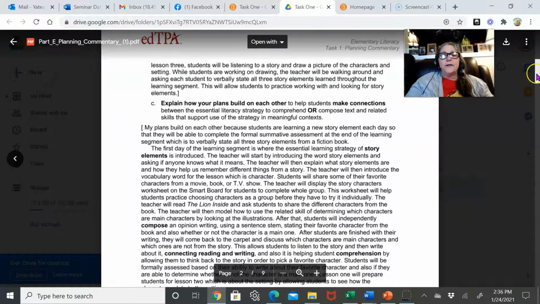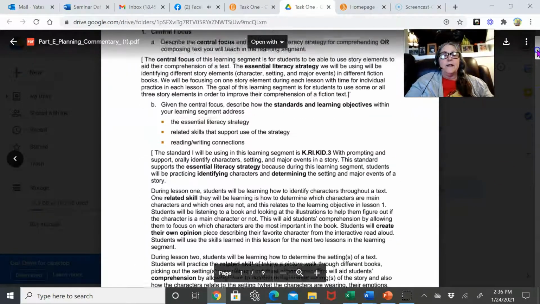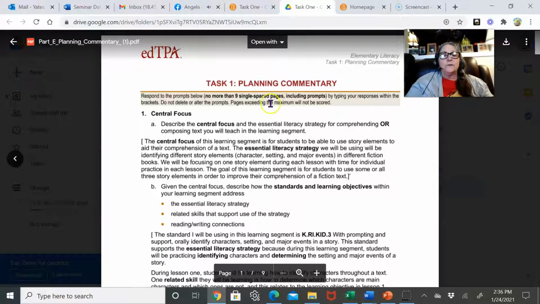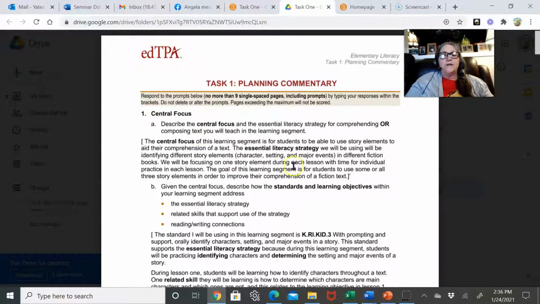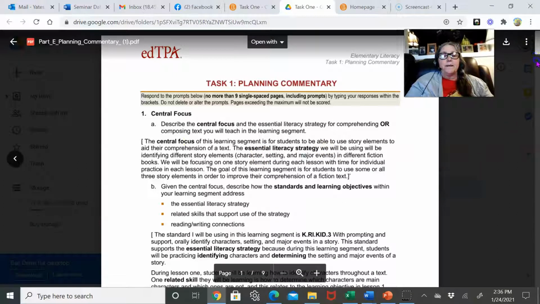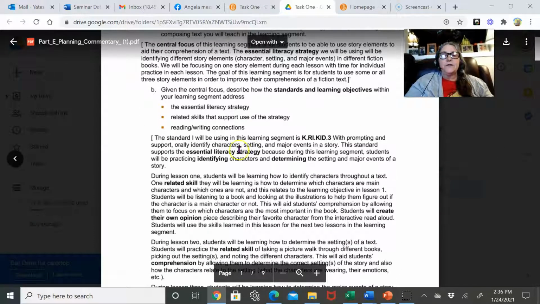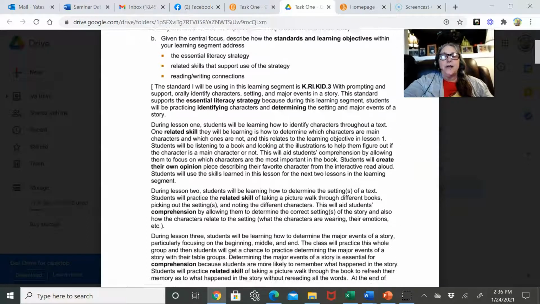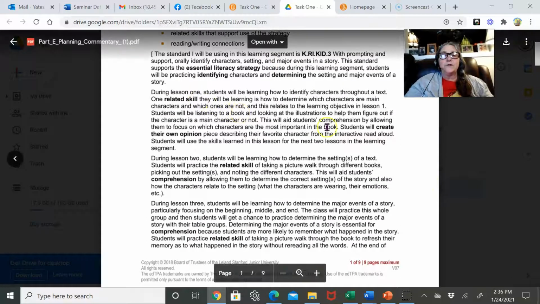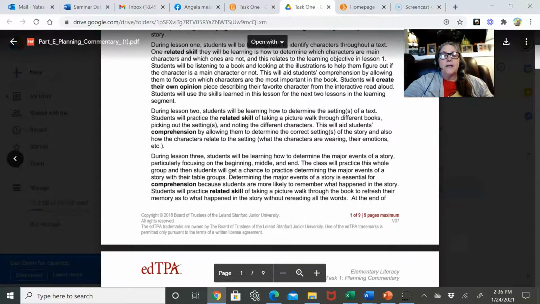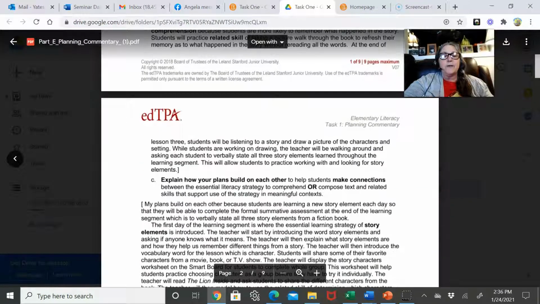Okay, so with this student, I want you to notice that in her Task 1 planning, she has a very short statement for the central focus. She has bolded central focus and essential literacy strategy. Then she begins to talk about the standards, how the standards relate to the essential literacy strategy, and then her related skills. See here that she's talking about those. And then in lesson 3, she talks about them again.